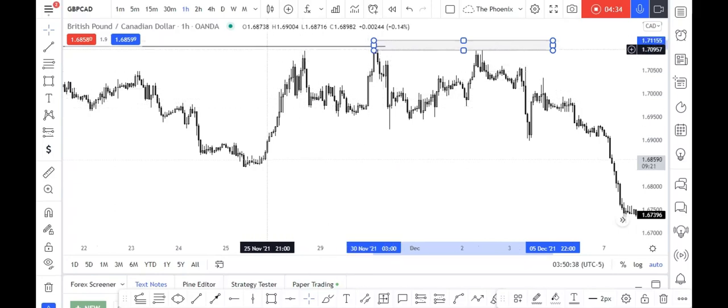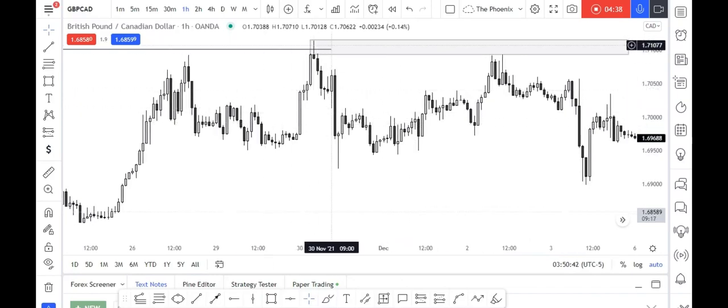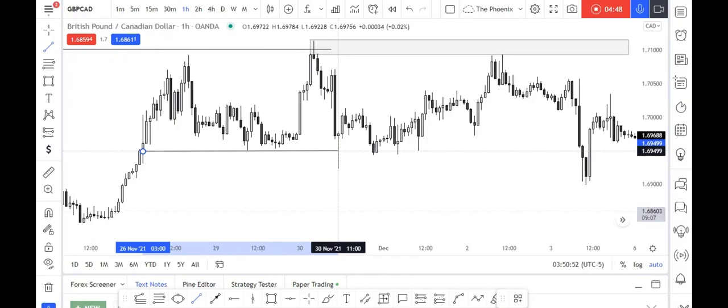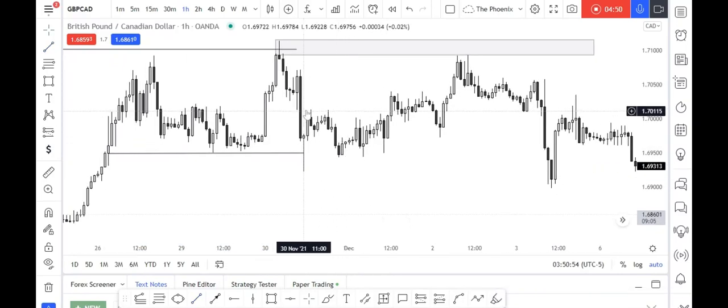Price went into the area, cleared liquidity, then left it quite impulsively away from the order block, and broke structure here. Remember, this is the 1 hour time frame, so this is key structure. It's a higher time frame structure. Then price gradually went back to the order block; you didn't see an impulsive move going back.